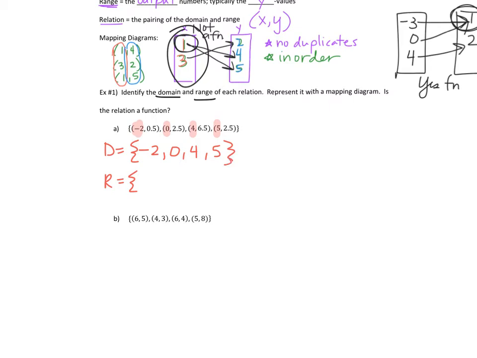Okay, for the range, let's use a different color here. The range is your y values. So that's going to be 0.5, 2.5, 6.5, and 2.5. Now notice what happens there. We have two 2.5s. You're just going to write it once. So in order, no duplicates. So our smallest one is 0.5. Our next one is 2.5. And our biggest one is 6.5.